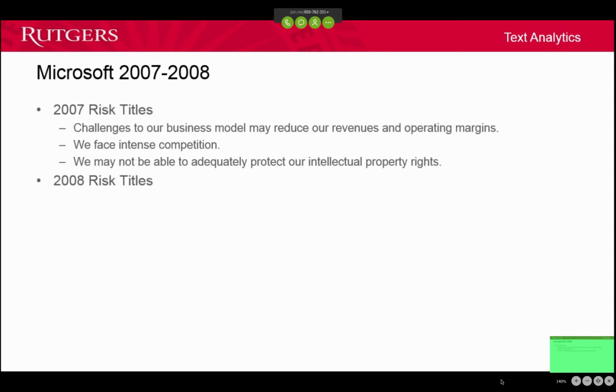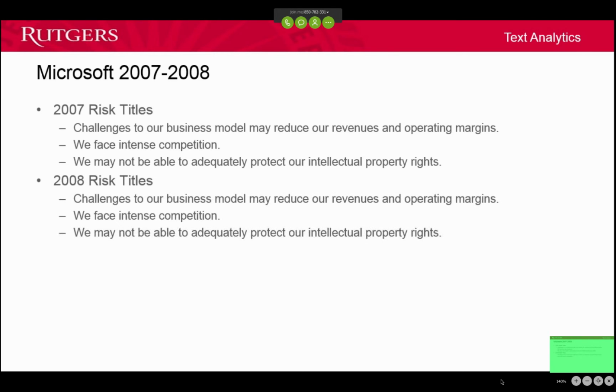So here are the 2008 risk titles. Now this is just a sample. And the titles didn't change much from 2007 to 2008. These three at least were the same. So I want to compare all risk titles.